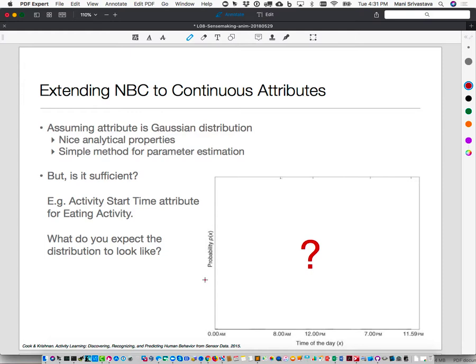Anyway, thoughts? Maybe there would be a peak at 8 a.m. for breakfast. Okay, so 12 p.m. for lunch, so you'll basically have some peak out here, some peak for lunch. And some peak for dinner.